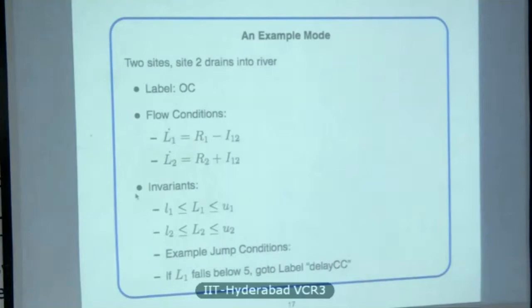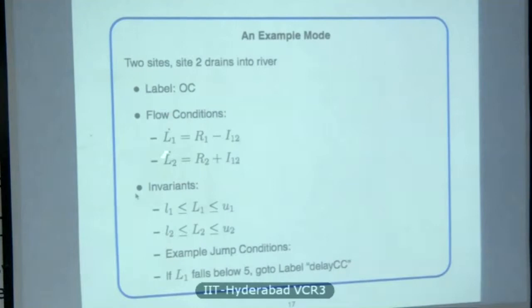Let's take an example of two sites: one on a higher slope, and one at the lower slope. For example, if you are considering the mode OC, then the flow condition is that the gate is open, therefore water is going out from site 1 to site 2, and the same water is coming into the level differential equation for the second site.